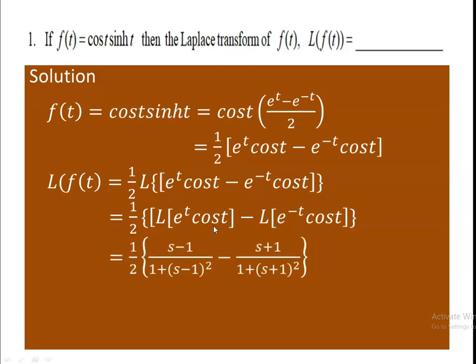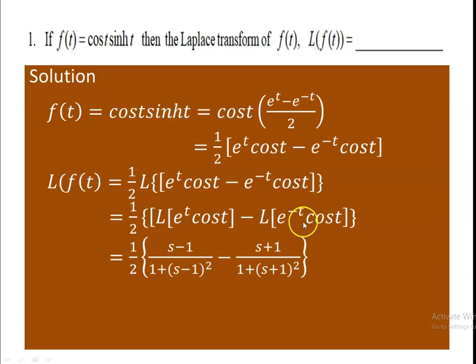From this we can have the following. As you see, 1 over 2 comes as it is, and the Laplace of cos t is known, that is s over 1 plus s squared, but in s you need to put s minus a, where a is here 1 because the coefficient of t is 1. So s minus 1 is used in s. It was actually s over 1 plus s squared, but now s minus 1 is used in s.